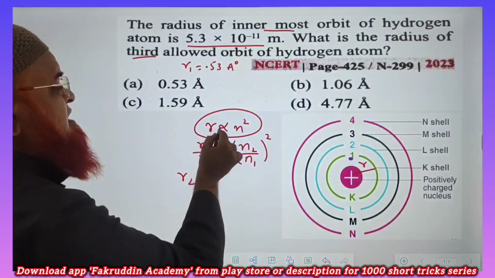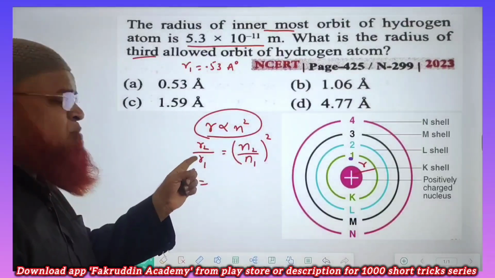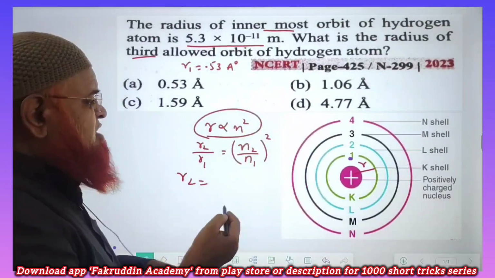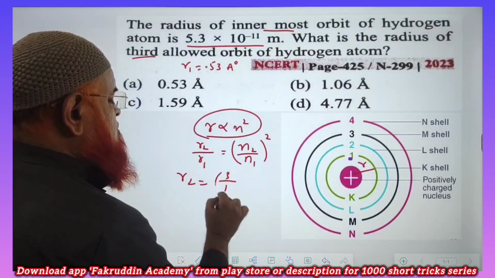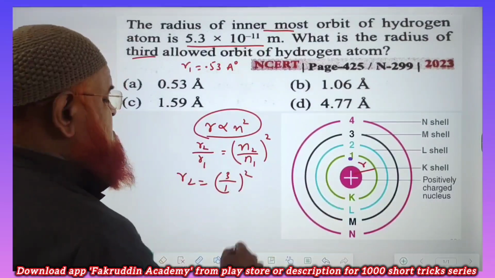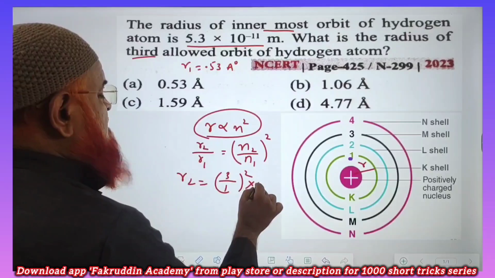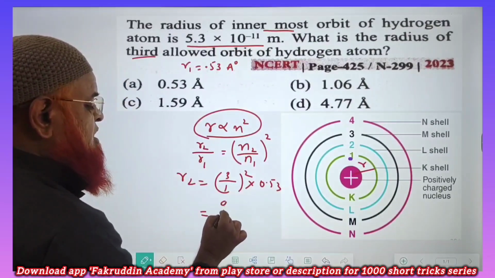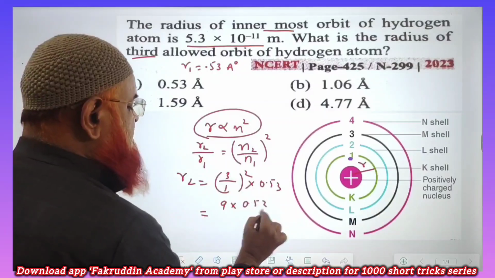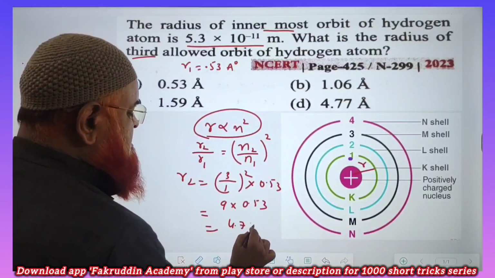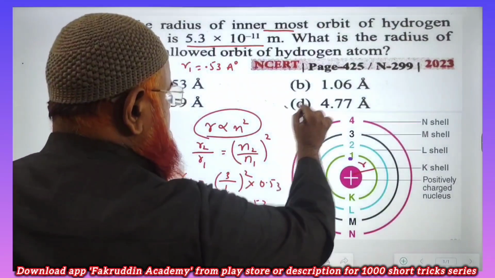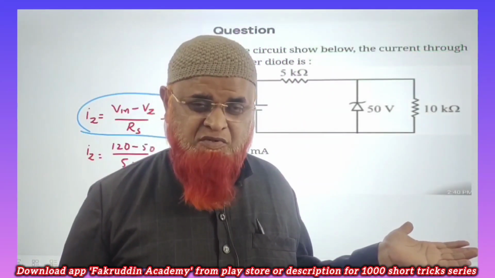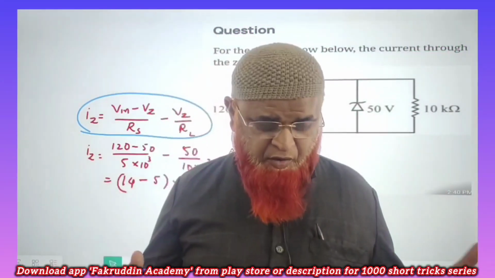That's it. R is directly proportional to n square, that is R2 by R1 is equal to N2 by N1 whole square. So R2 is going to become, N2 by N1 is 3 by 1, because the third orbit to the first orbit, into R1. So you have to write R1, which is 0.53. Therefore 9 into 0.53 gives you 4.77 Angstroms. So D is the answer. See the lengthy solutions which are given in the textbooks, but I have got a wonderful shortcut for you.